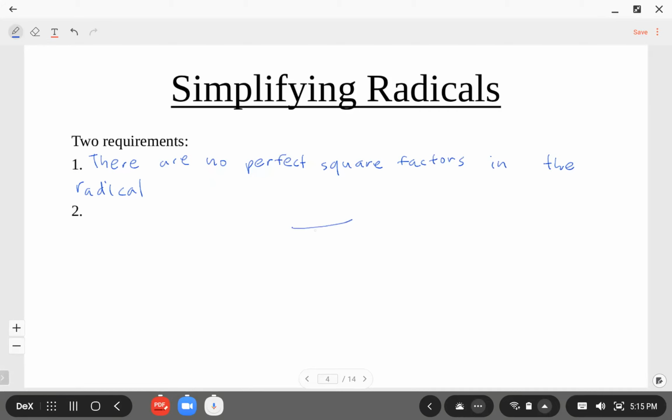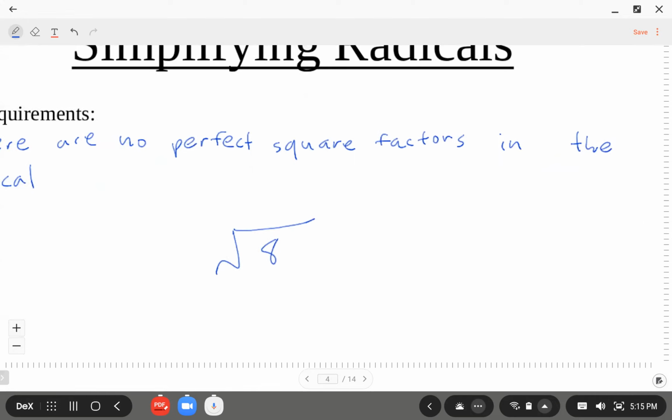For example, is this simplified? We've gone through this in like already 3 classes. So if everybody does not participate, then I'm going to assume the ones that don't answer are not paying attention.